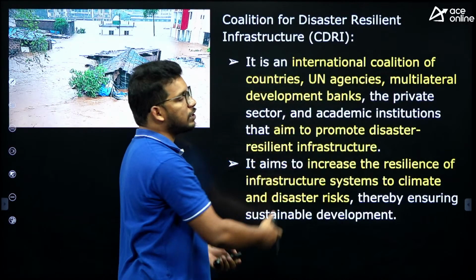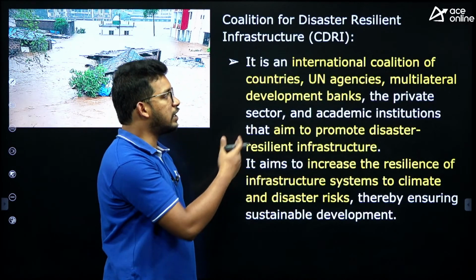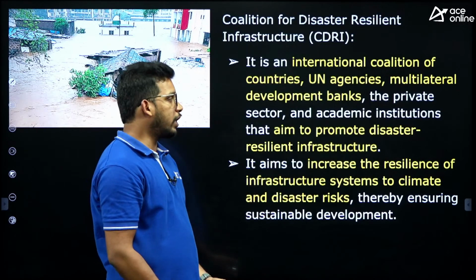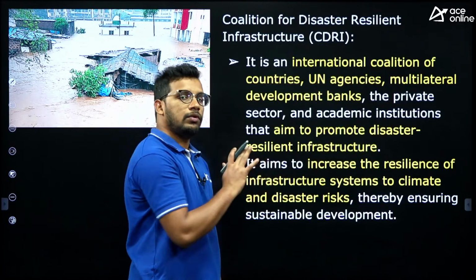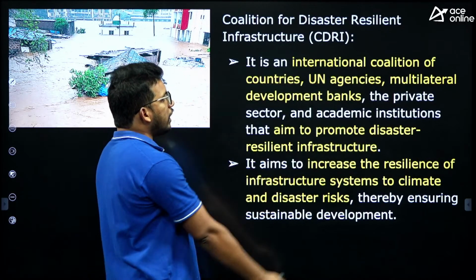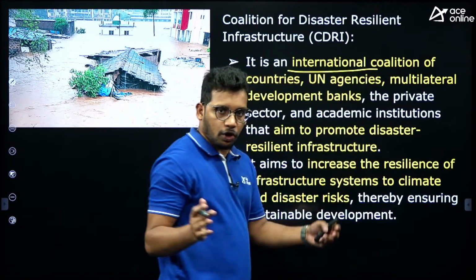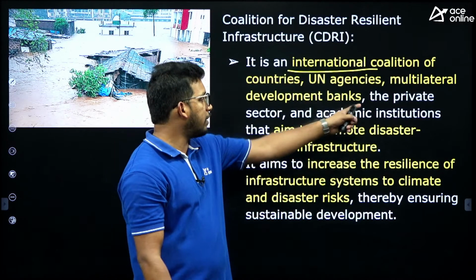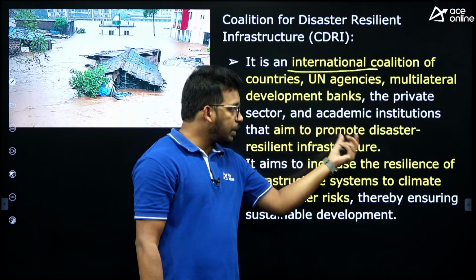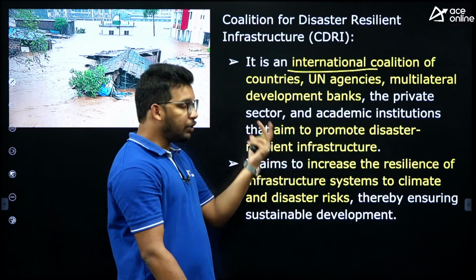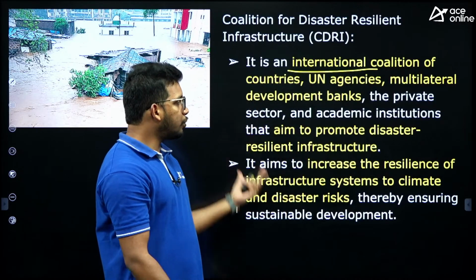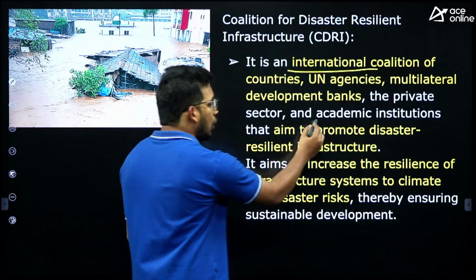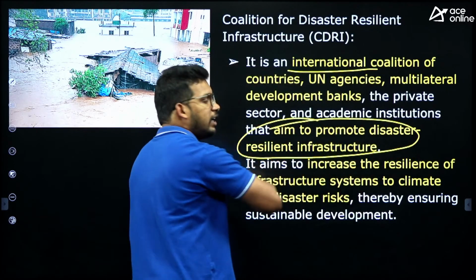For us, this is important. What is this Coalition for Disaster Resilient Infrastructure? When was it launched, what is the objective, right? So all these things we have to know. Fine. So it is an international coalition, that means a congregation of different members, not just governments, but also private sector entities, academic institutions, countries as well, and United Nations agencies. All together they have come as a congruence, and the aim of this is to promote disaster resilient infrastructure.